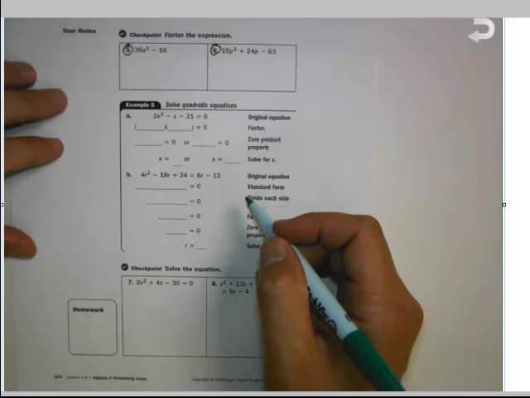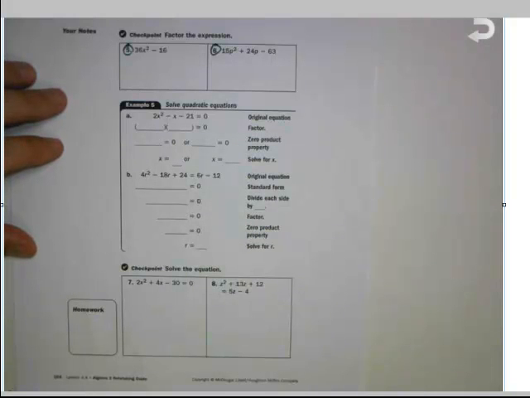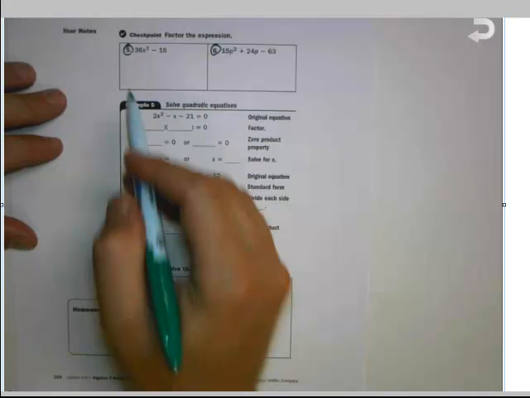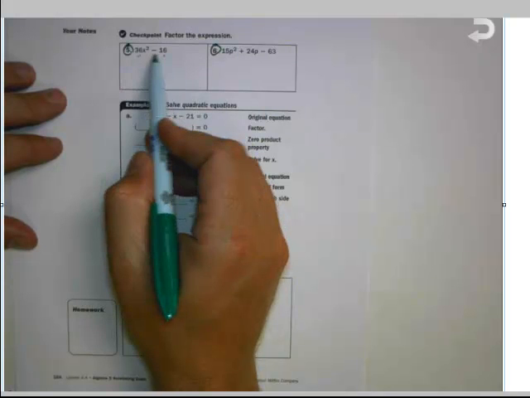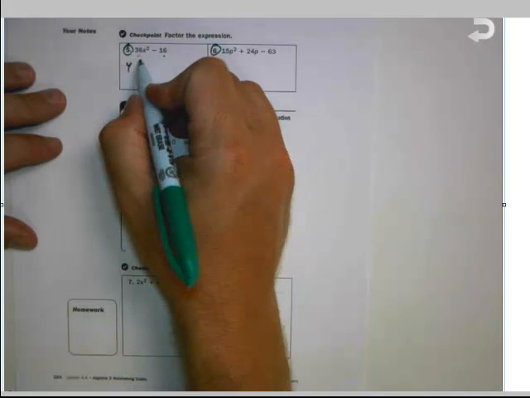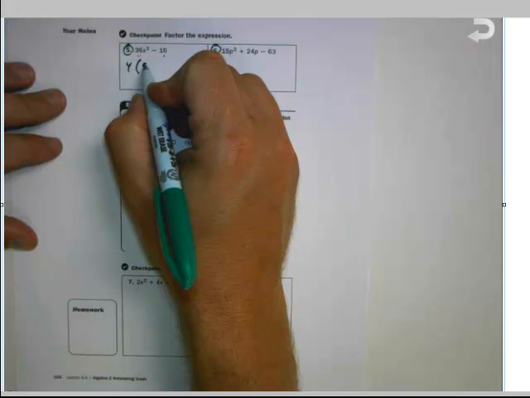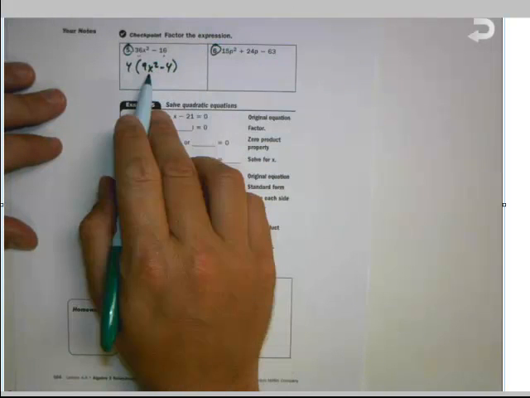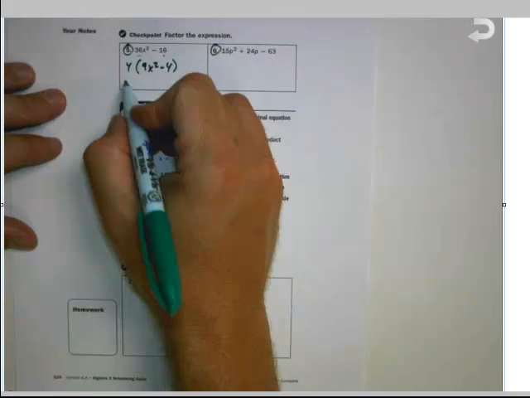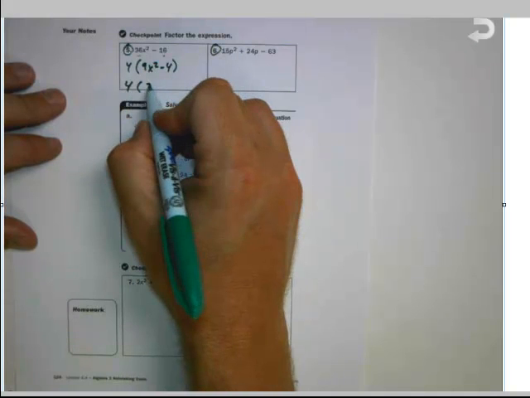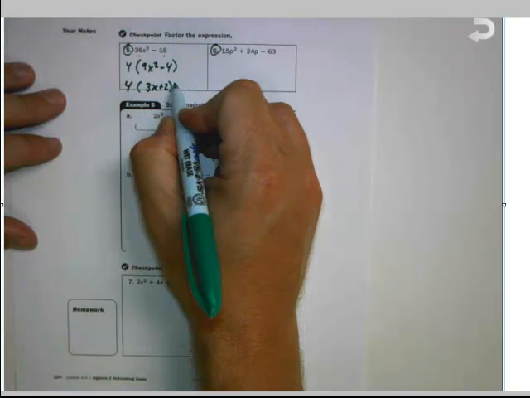All right, welcome back. I hope you saw for yourself on that one that the number 4 goes into both of these right away. So I have 4 times 9x squared minus 4, and that's a perfect difference of perfect squares. 4 times the quantity 3x plus 2, 3x minus 2.